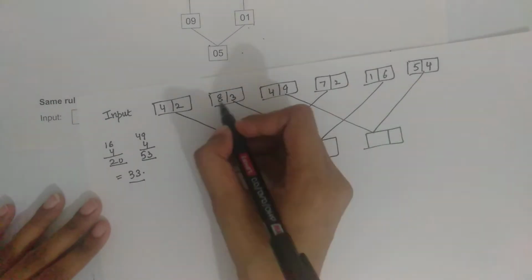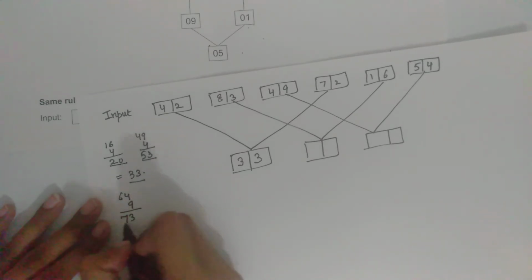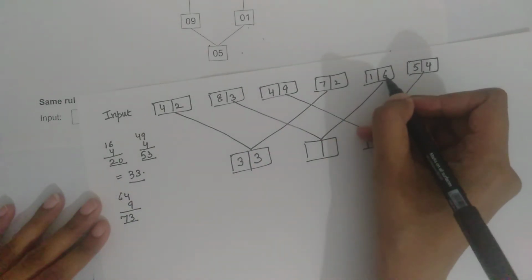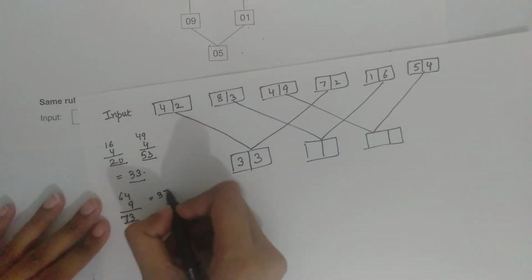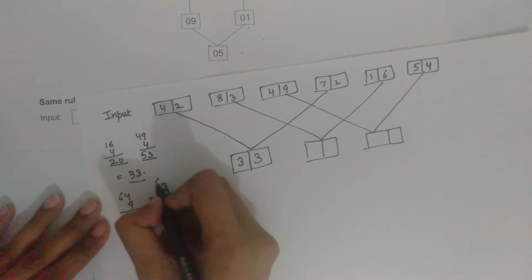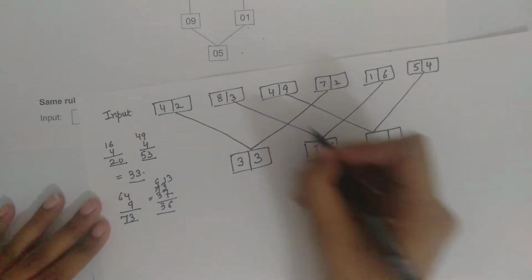Now see the next. 8 square 64. 3 square is 9, 73. 1 square is 1 and 6 square is 36, which will give you 37. Now subtract 37 from 73, you will get 36.